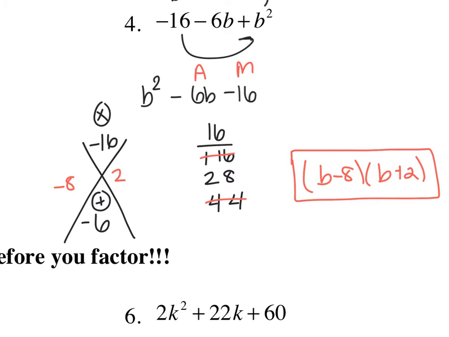So when I put my 8 and 2 in my diamond, I get negative 8 times 2 is negative 16. That works. And negative 8 plus 2 is negative 6. That works as well. So I ended up getting b minus 8 times b plus 2.